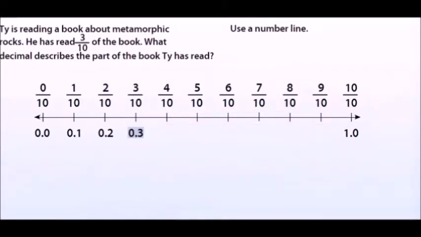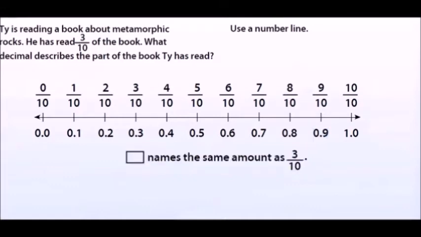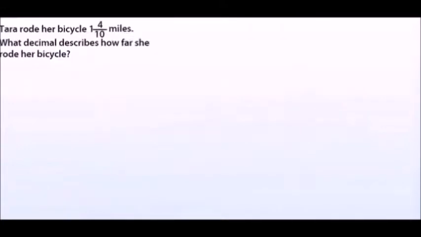The next decimal after 2/10 is 3/10, then 4/10, 5/10, 6/10, 7/10, 8/10, 9/10. What number is the decimal equivalent of the fraction 3/10? The decimal 0.3 names the same amount as the fraction 3/10.